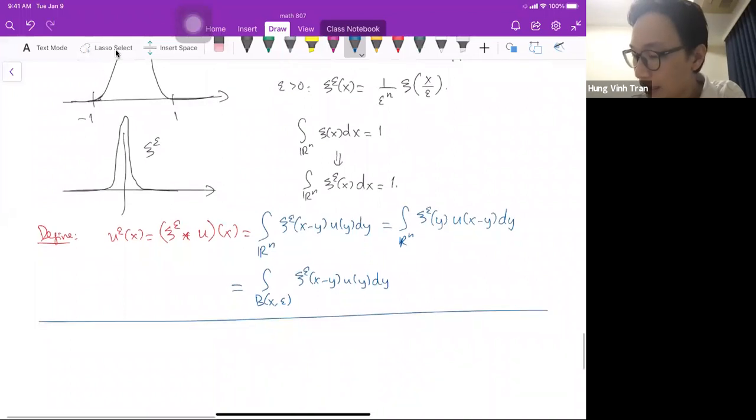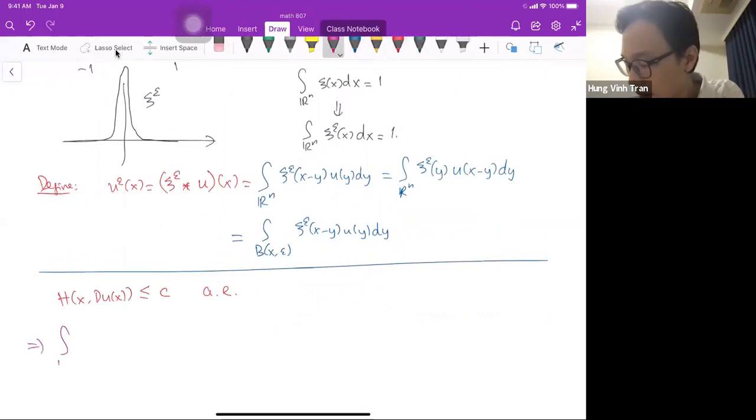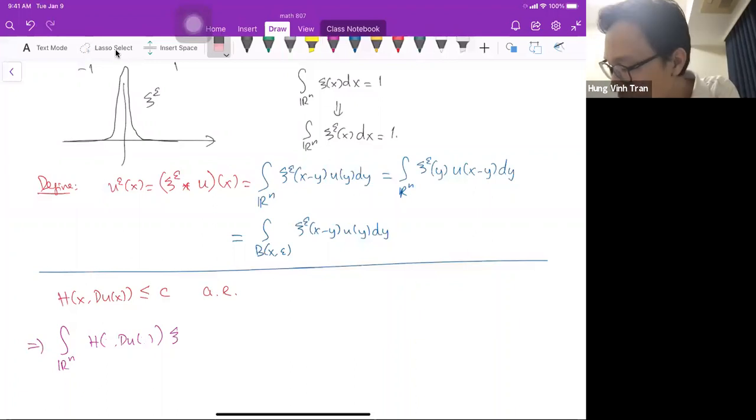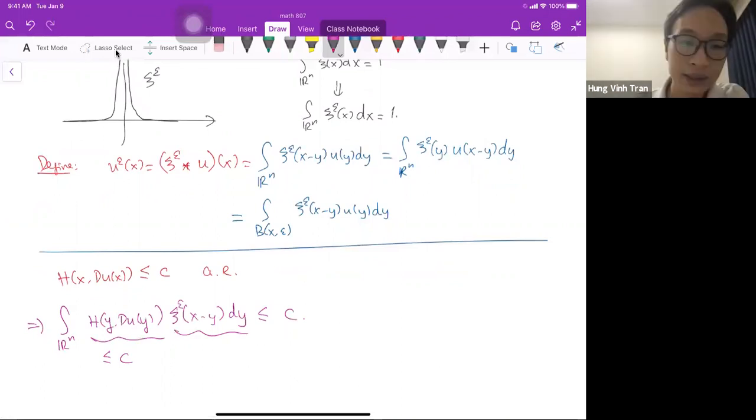The second step is that you realize that h of x du x is less than or equal to c almost everywhere, right? And you can just integrate it with respect to this multiplier. So you see that the integral in R^n of h of x du_y, let me change it to y so that I'm not having to change it many times, h of y du_y of c epsilon of x minus y dy is less than or equal to c, right? Because again, h of this one is less than or equal to c, and this integral is 1, right? So everything is fine.